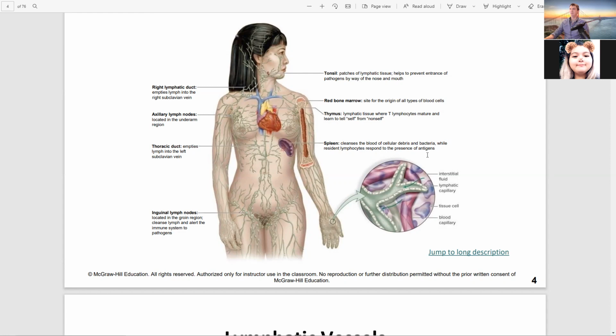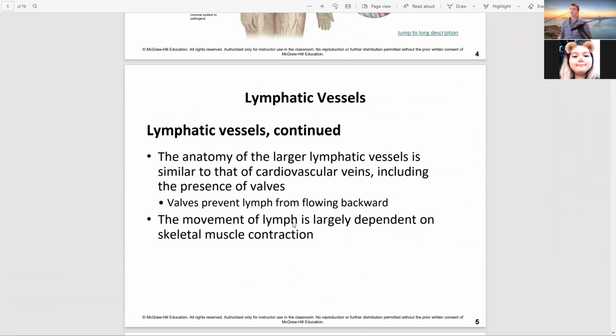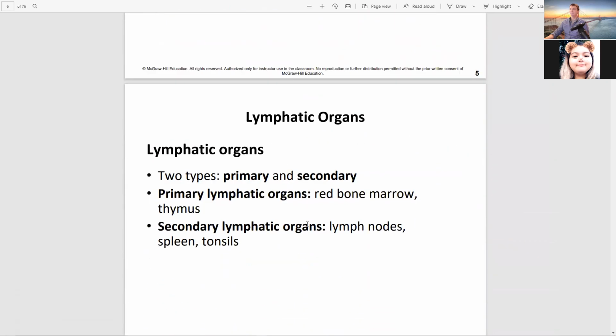presence of antigens. Then we have the thoracic duct, which empties lymph into the left subclavian vein, and the axillary lymph nodes located under the arm region. So lymphatic vessels continued. The anatomy of the larger lymphatic vessel is similar to that of cardiovascular veins, including the presence of valves. So valves prevent lymph from flowing backwards. The movement of lymph is largely dependent on skeletal muscle contraction.